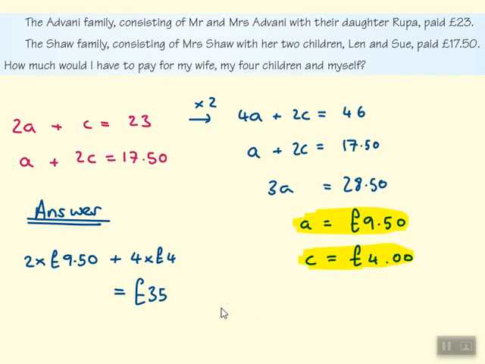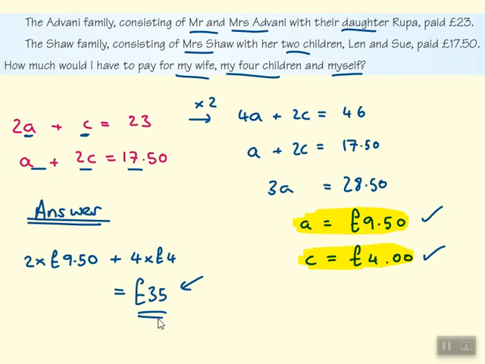Okay, so this is the worked solution. By the way, it doesn't matter what letters you use. I just basically use A for an adult ticket, C for a child ticket. So 2 adults plus 1 child is going to make 23. So here's the algebraic equivalent. 1 adult plus 2 children has got to make £17.50, and here's the algebra for that. And then I just solved those equations and worked out that 1 adult ticket costs £9.50 and 1 child ticket costs £4. But make sure you read the question fully, because then it asks how much must you pay for 2 adults and 4 children, and the answer is £35, and I hope you got that.